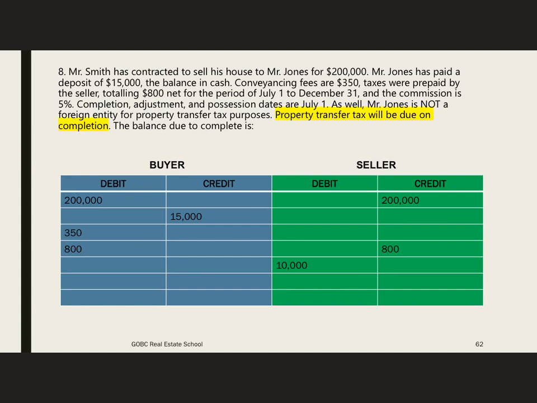And then it says a property transfer tax will be due on completion. And it says that Mr. Jones is not a foreign entity, so it's just the property transfer tax that you calculate, the regular tiers. And the purchase price is $200,000, which falls in the first tier, so it would just be 1% of that $200,000, and that would be a debit for the buyer, and it wouldn't appear for the seller. So there you go. You see that the $2,000 is on the buyer's statement in the debit column.